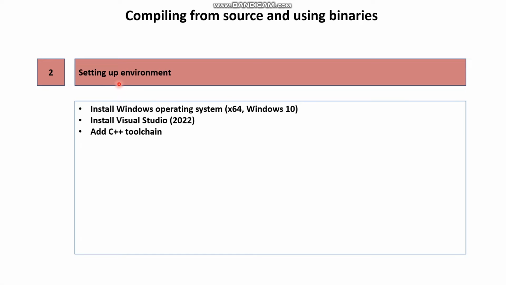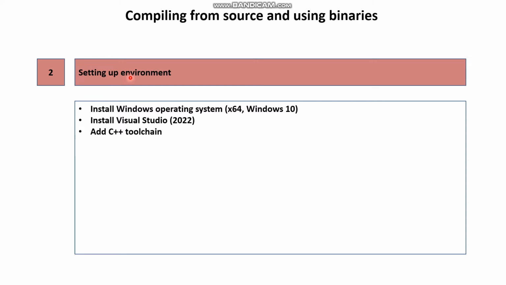We're going to be setting up the environment to compile the OpenCV source code into binaries, and also to use that environment to utilize the generated binaries in our own projects. Setting up an environment is important for two reasons: to compile the source code into binaries, and then to make your own projects that utilize those OpenCV binaries as a library.